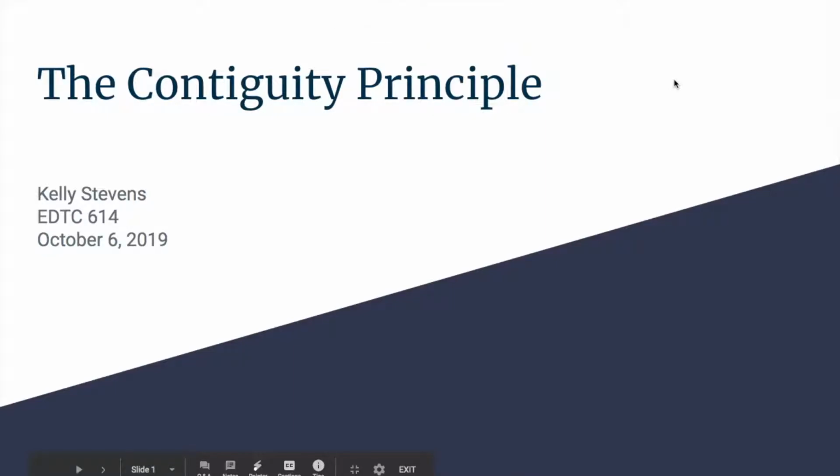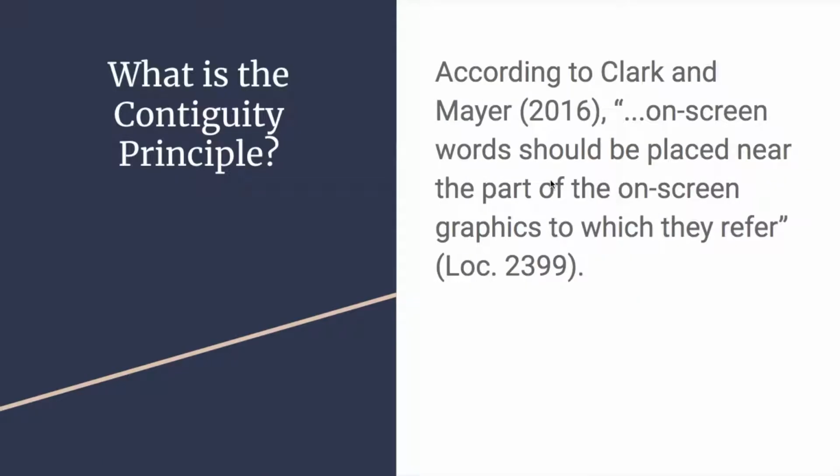I'm Kelly Stevens, and this podcast will be on the contiguity principle. According to dictionary.com, the word contiguous means bordering or in direct contact with something. For a psychological view of that, it means that this concept helps with making associations.